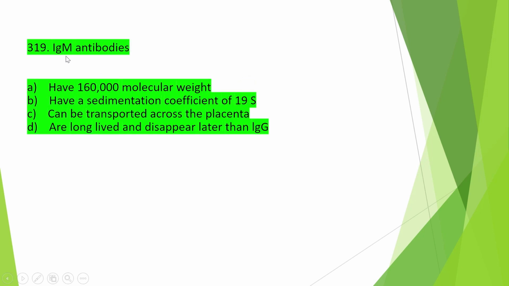So next one is IgM antibodies. So IgM antibodies have 160,000 molecular weight, have a sedimentation coefficient of 19S, or can be transported across the placenta, or are long lived and disappear later than IgG. And the right answer about the IgM antibodies is option B, that is have a sedimentation coefficient of 19S.